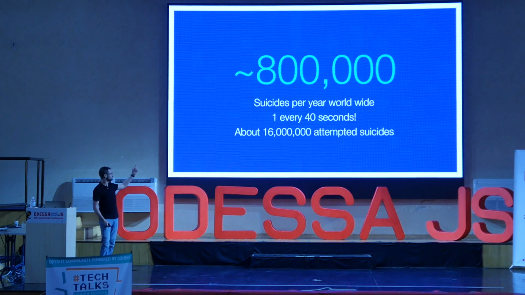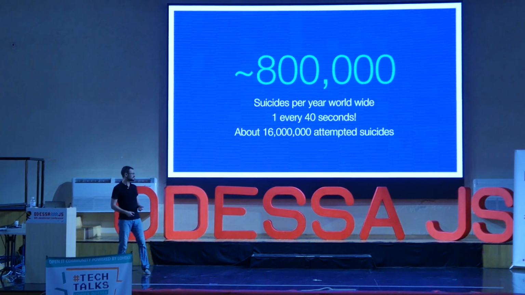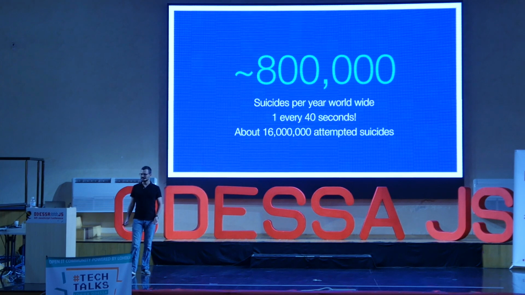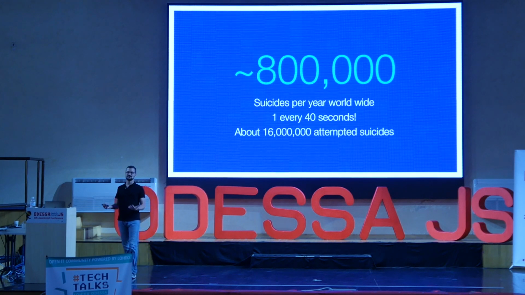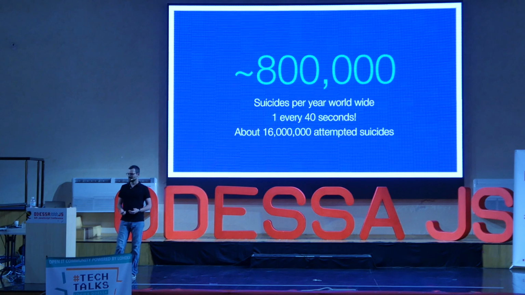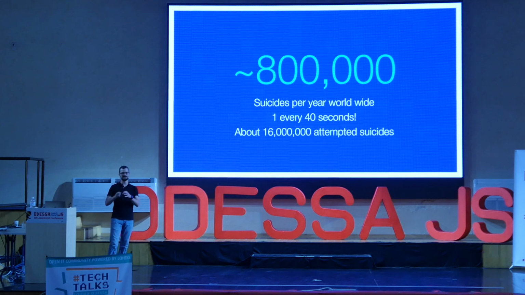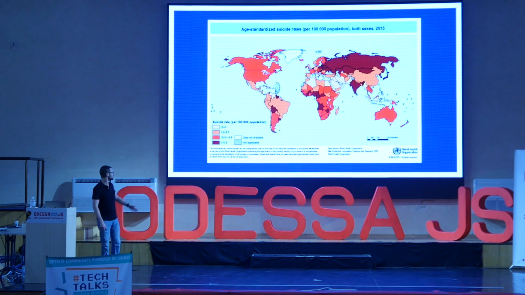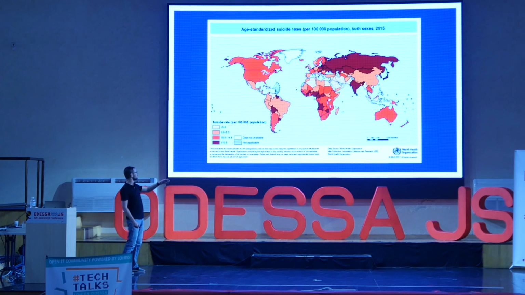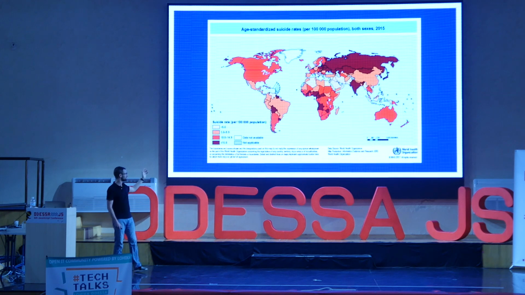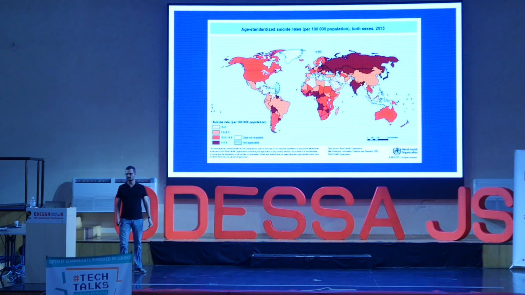So if we look at this number, this huge number, it's the amount of suicides per year worldwide. It's 1 every 42 seconds, and 16 million attempted suicide just last year. It's a huge number, and there's a stigma that it's only specific parts of the world. But as you can see from this map, it's everywhere. It's not just Scandinavia or Russia or America or Africa. It's pretty much a worldwide issue.